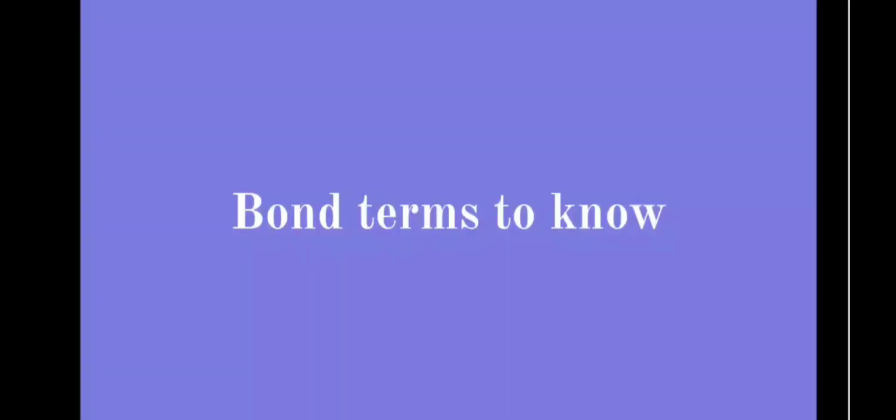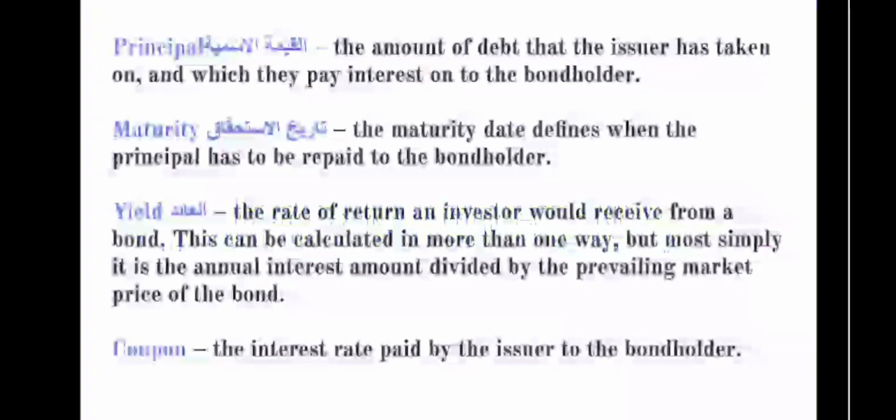Let's quickly summarize some key terms that we use when talking about bonds. We have principal, maturity, yield, coupon. And now to the different types of bonds.